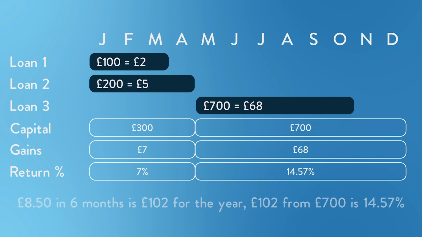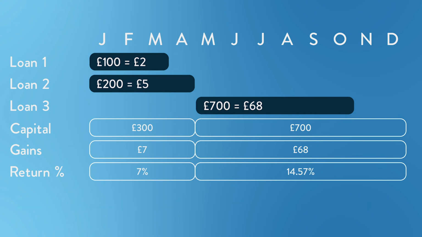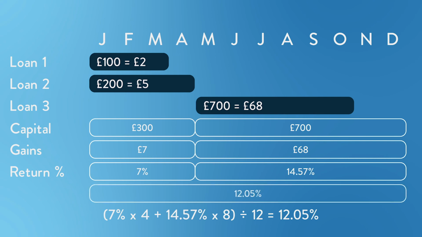14.57%. We take an average annualized net return figure by looking at both periods and then weighting them by length. 7% for 4 months and 14.57% for 8 months gives us an average of 12.05%. We can see that by reinvesting, reducing cash drag, and keeping the capital employed lower, we are getting a much better average annualized net return.